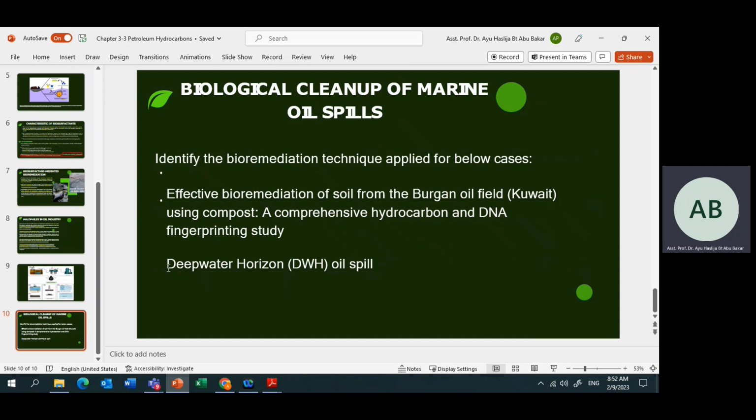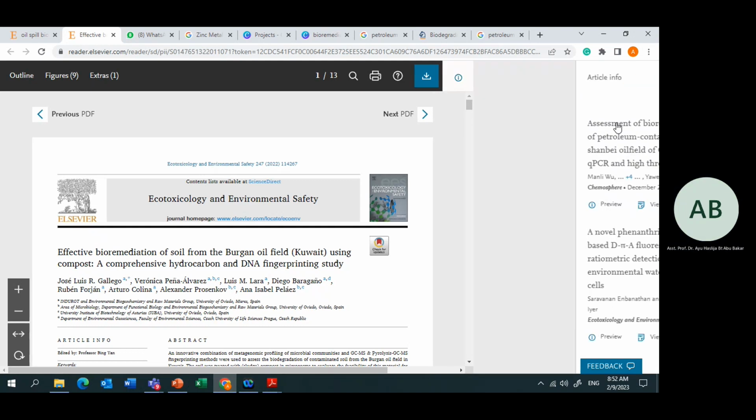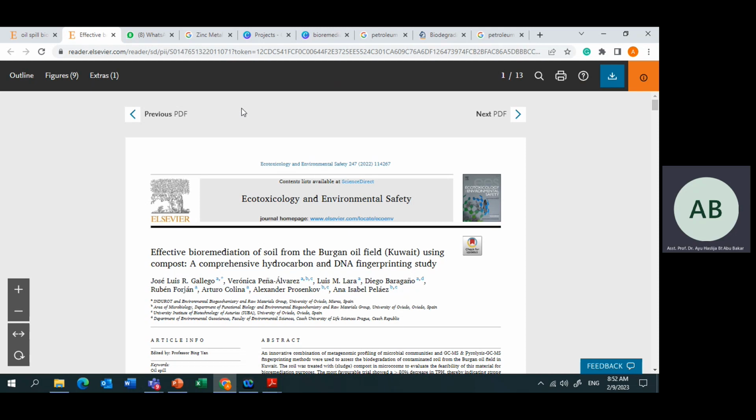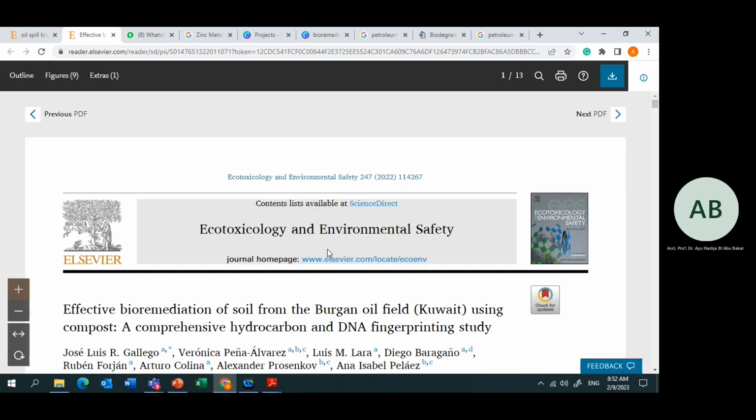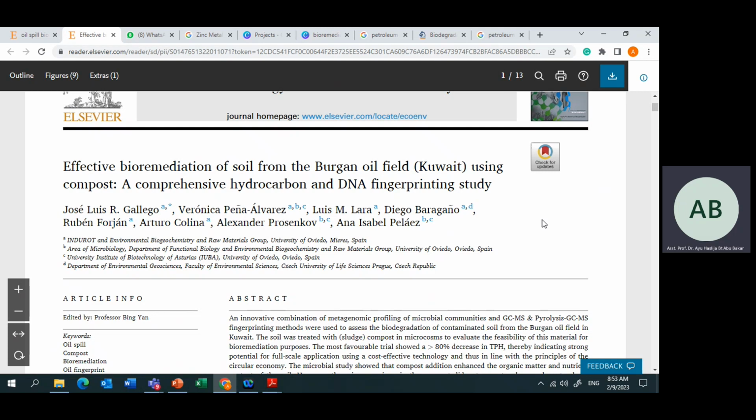And then another one is the Deepwater Horizon disaster. From these two case studies, you find out what is the bioremediation technique that they apply, because this one involved the oil spill, petroleum hydrocarbon. Okay, this one you can Google the Deepwater Horizon oil spill, the effective bioremediation. You can get this paper. Just type in the title. This is the paper.